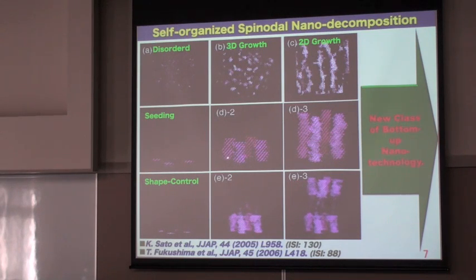Seeding is possible. You can grow it like this, and shape control is also possible. During the crystal growth, you can just reduce the vapor pressure, and you can make a thinner nanowire. Then you can increase it, and you can recover like this. So all of the shape control is possible. This is completely nanoscale size. You can just paint and spray, then just bake. You can grow this kind of system.